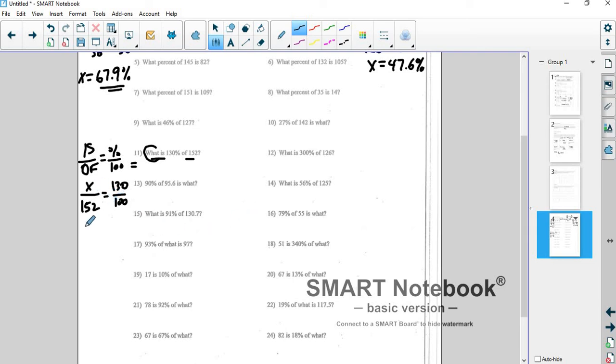So we cross multiply, we get 100x. When we multiply across this way, we take 152 times 130, and we get 19,760. And if we divide by 100, we get x equals 197.6. Not percent, because this time it's not a percentage. Percent happens only once in the problem, and that was 130%. That's the is part. Notice the is is bigger than the of. Well, 130% is bigger than 1, so it should be bigger than the of.